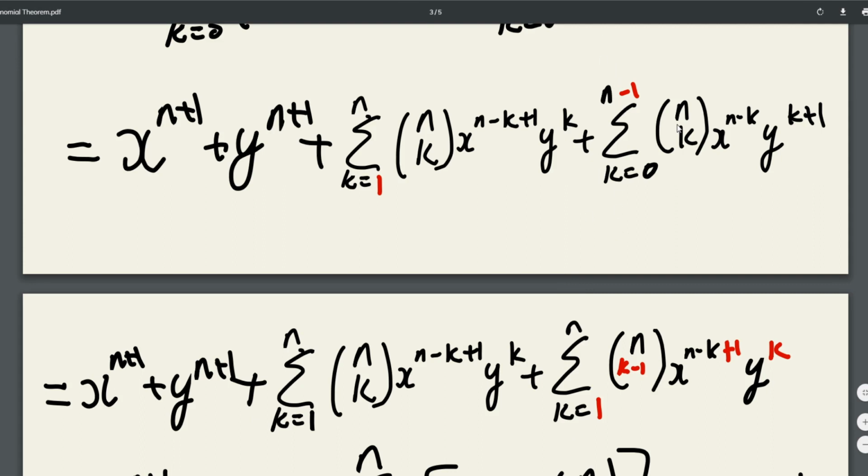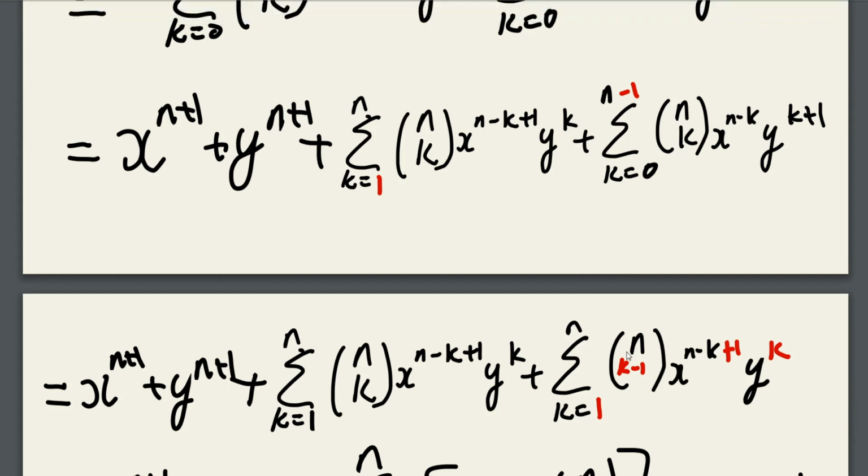At the same time, whenever k appears in here, we've changed it from k to k minus 1. So k, k minus 1. This is n minus k plus 1, since we had a minus k here. And k plus 1 to k.